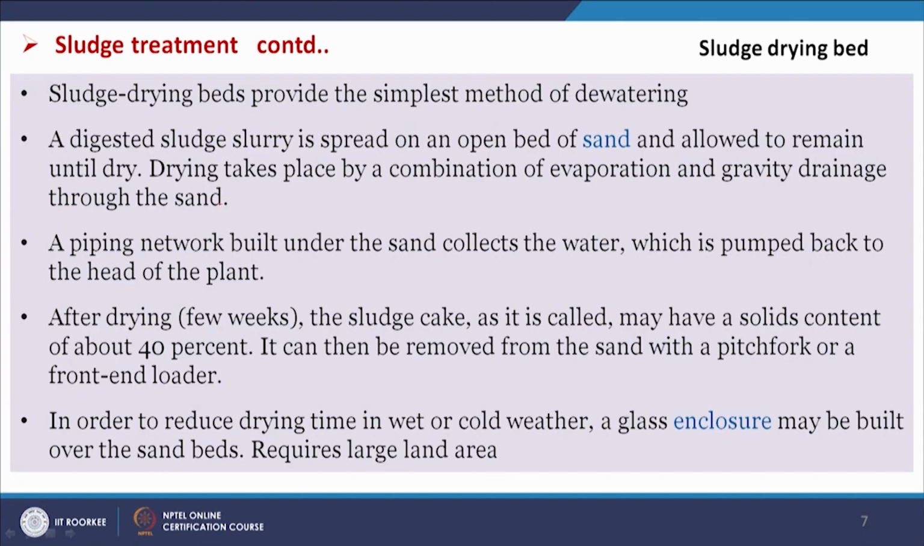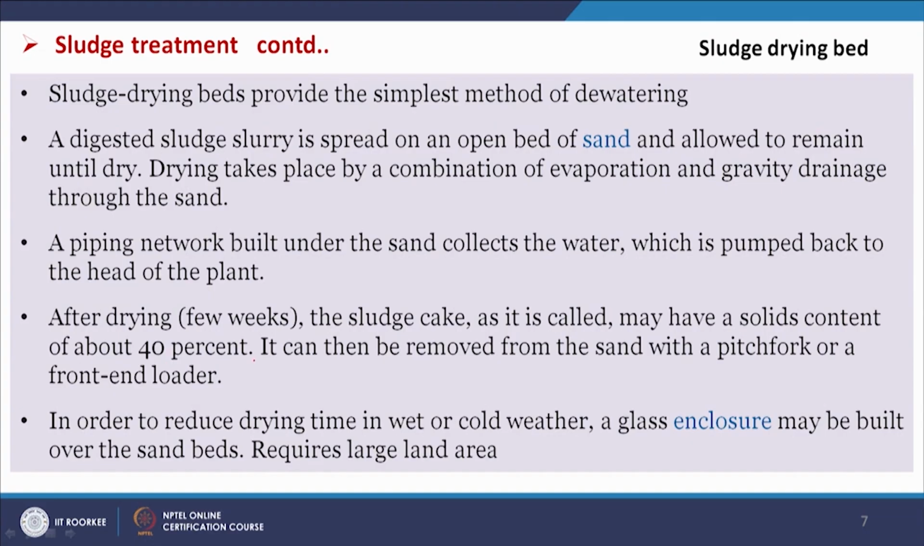So, we are giving a sand bed, meaning water will be drained through the sand as well as vaporized. Then, for the drained water, a piping network built under the sand collects the water, which is pumped back to the head of the plant. So, some water is recycled back, and after drying, the sludge cake, as it is called, may have a solids content of about 40%.